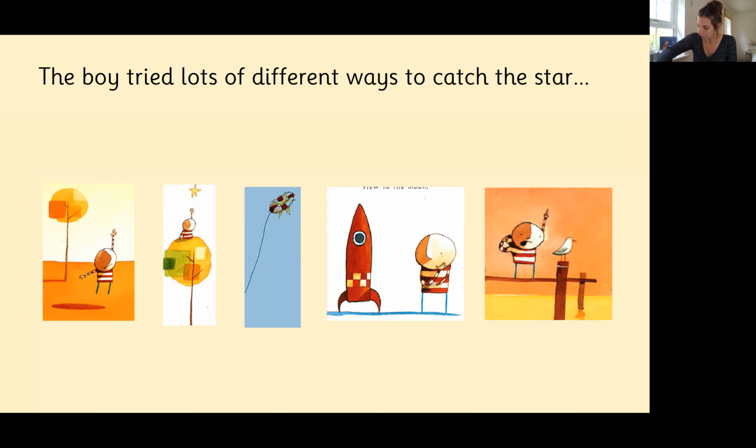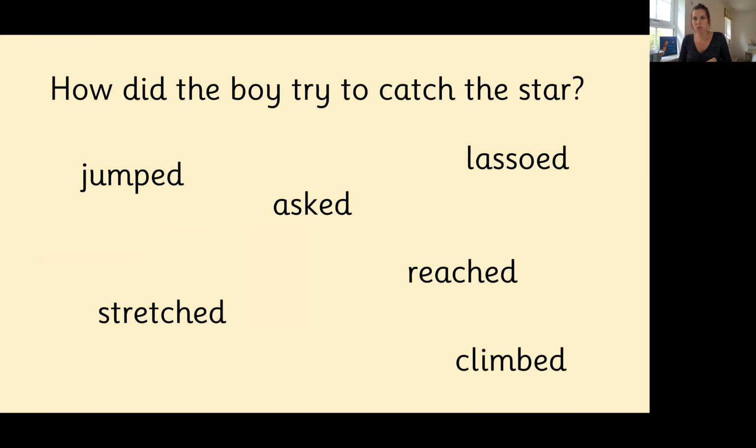None of them worked. So, if you look at your screen now, there are some words written on your screen linked to all the ways that he tried to catch the star. So let's have a look at them and let's read them together. Okay, this one here first, we've got the word jumped, asked, lassoed, stretched, reached, and climbed. So all of those words are linked to how he tried to catch the star.